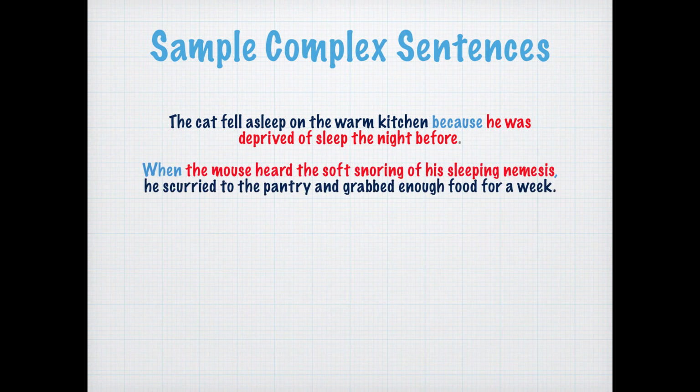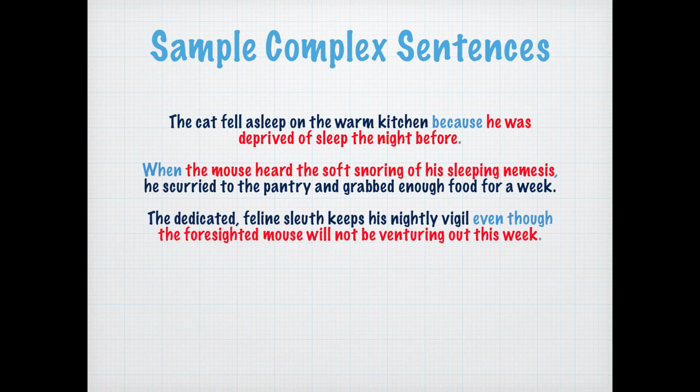Here we begin with a dependent clause and end with an independent clause. When is our subordinating conjunction. When the mouse heard the soft snoring of his sleepy nemesis, comma, he scurried to the pantry and grabbed enough food for a week. The dedicated feline sleuth keeps his nightly vigil. That's an independent clause, even though it shows us that that's a subordinating conjunction, so we know this is a dependent clause, even though the foresighted mouse will not be venturing out this week.